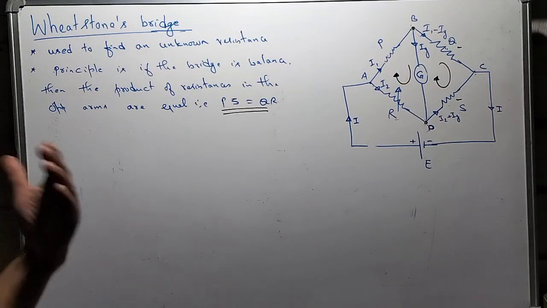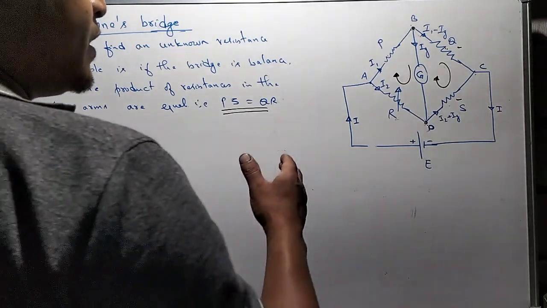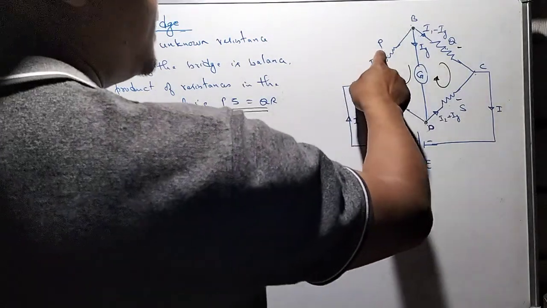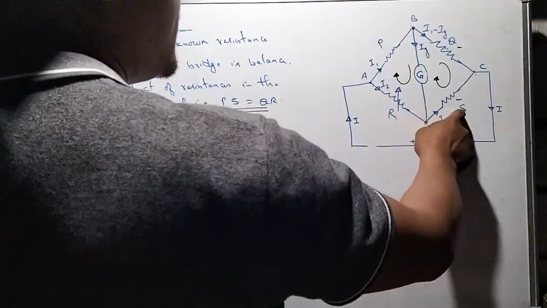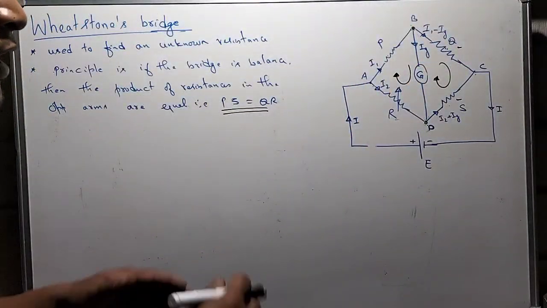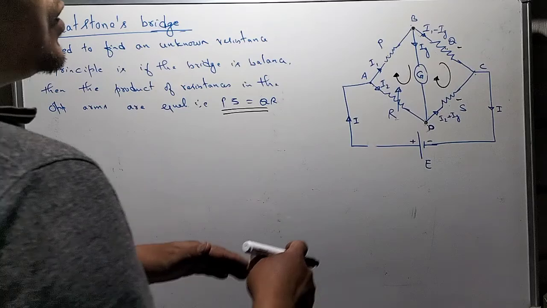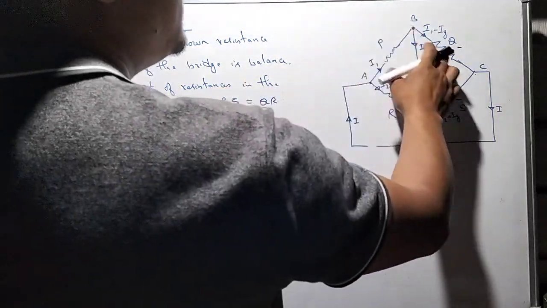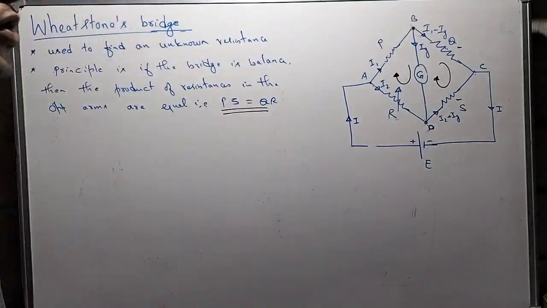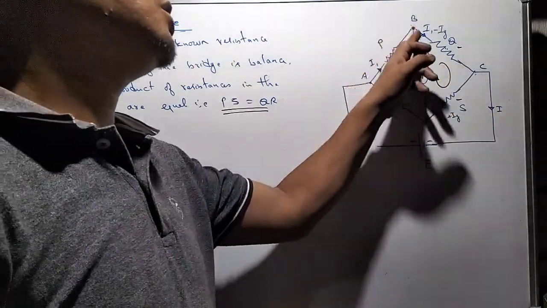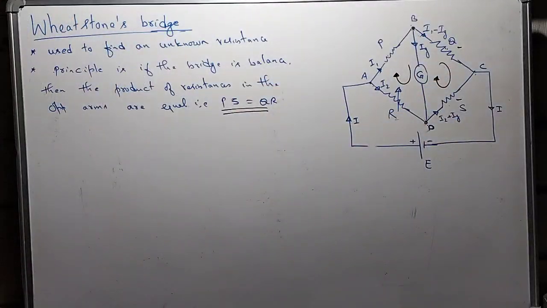So this Wheatstone Bridge consists of four resistances, that is P, Q, R and S. And all these resistances are arranged to form a quadrilateral ABCD. So as you can see in this figure, this ABCD is a quadrilateral.